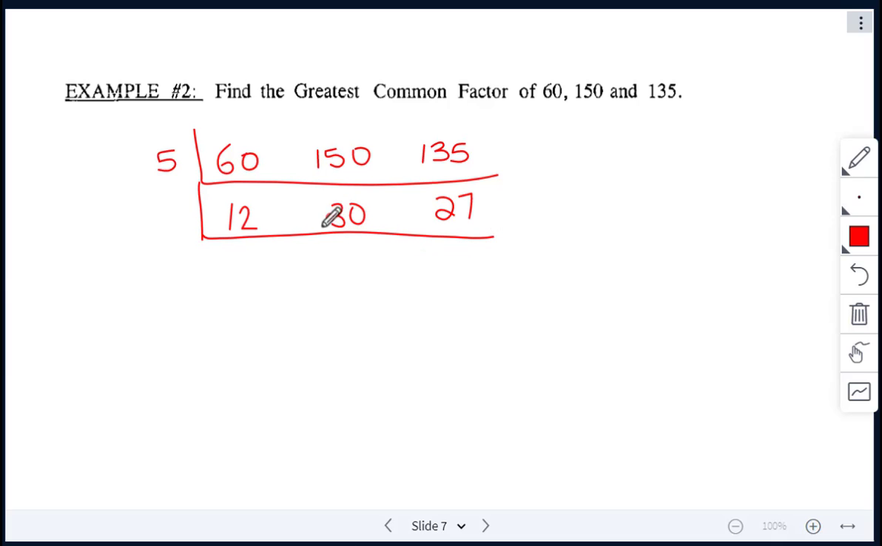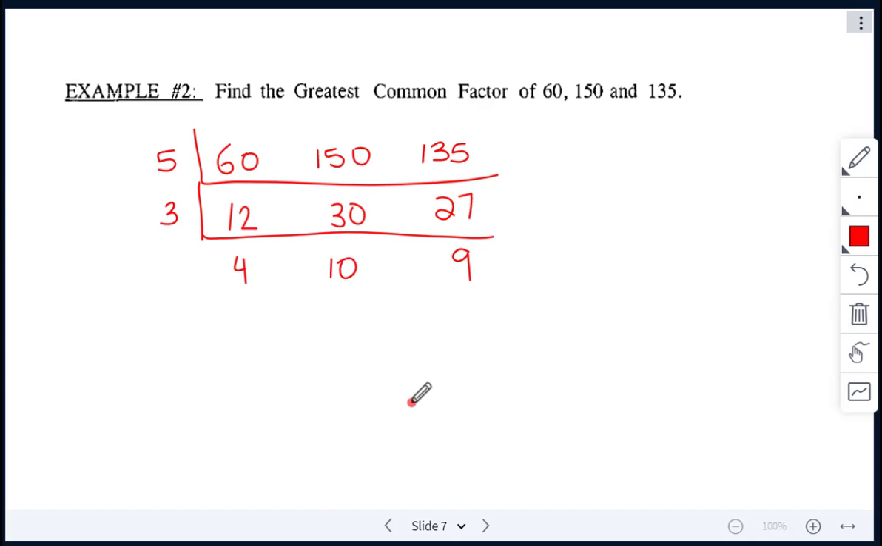So now we have 12, 30, and 27. We're going to have to think here, what number are all three numbers divisible by? Sometimes you might have to do a guess and check if you are not so confident with your multiplication tables, and that's perfectly fine, but it is the number 3. 3 goes into 12, 30, and 27. So 12 divided by 3 is 4. 30 divided by 3 is 10. And 27 divided by 3 is 9.